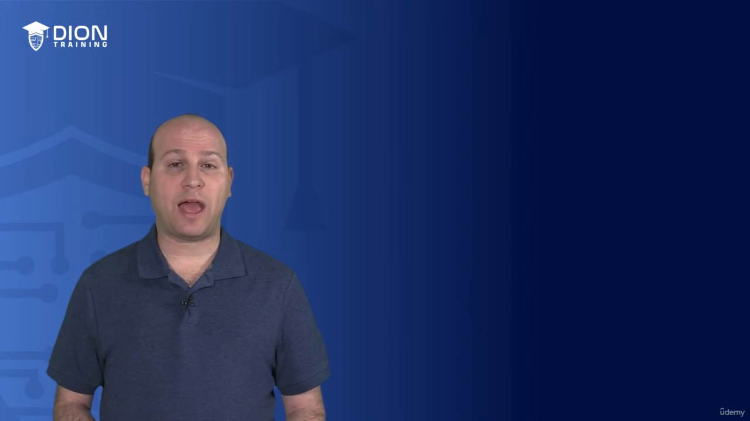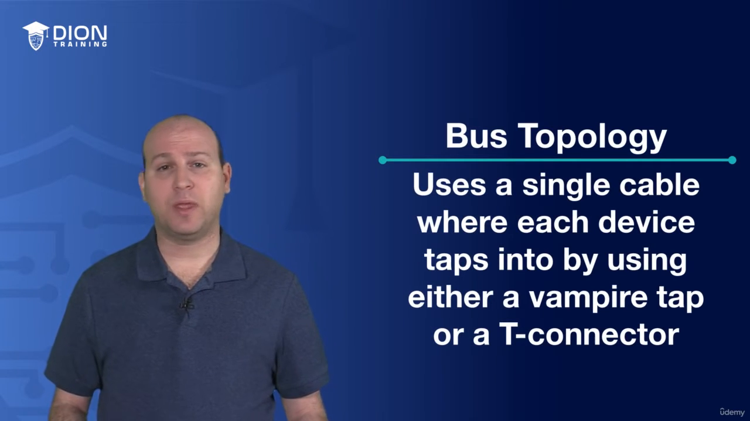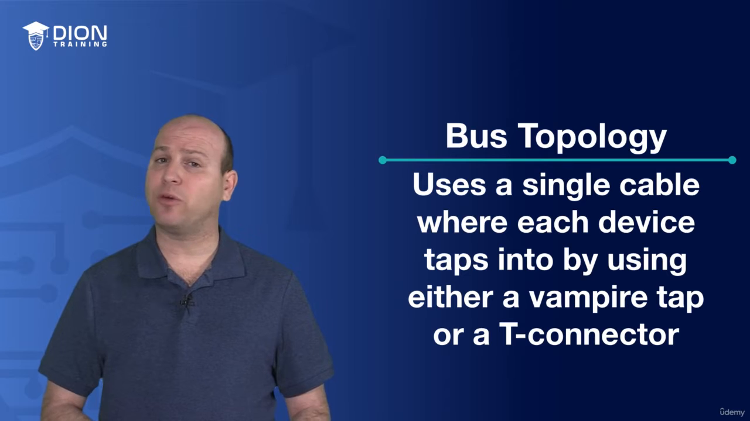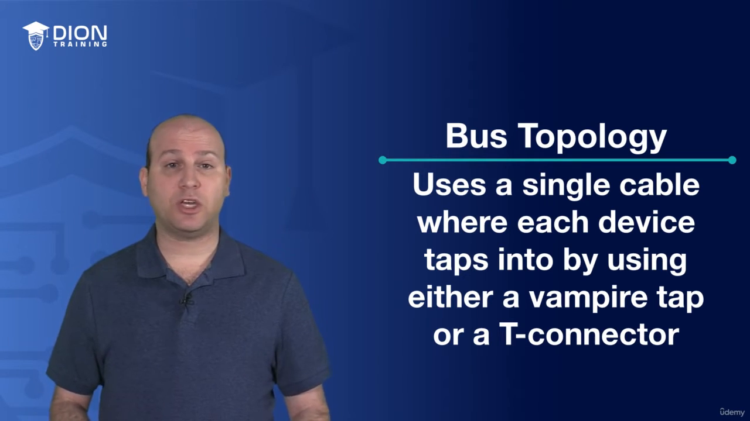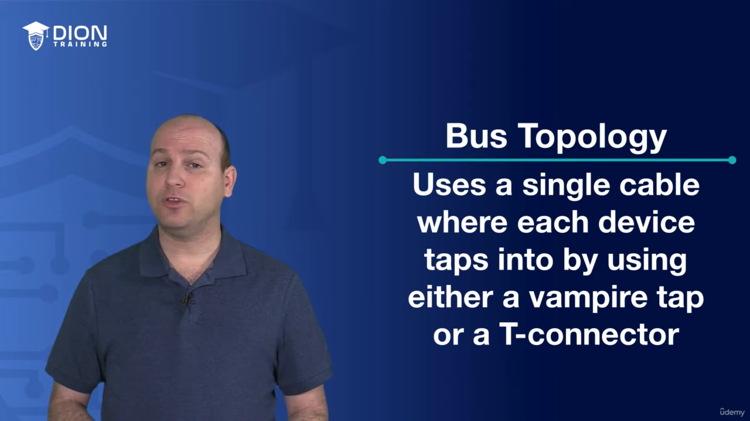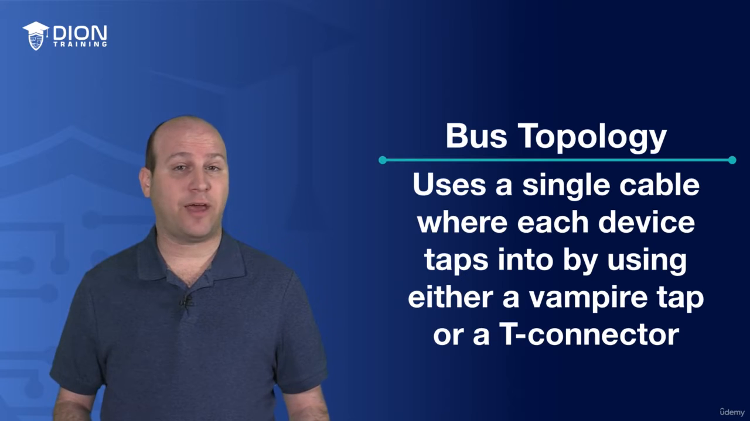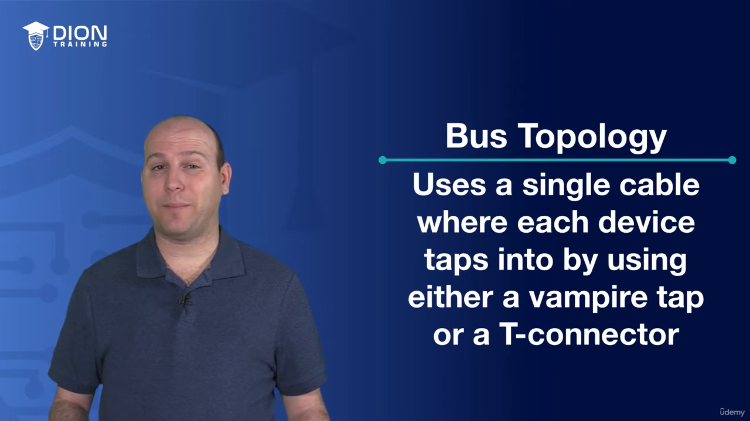Well, the first one we have is what's known as a bus topology. This is where you use a single cable that runs the length of the entire area that needs network connectivity. Each machine that's a laptop or a desktop or a server would then tap into that cable using either a T-connector or a vampire tap. Now, you may be wondering, what's a vampire tap?